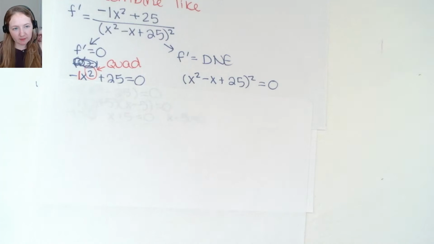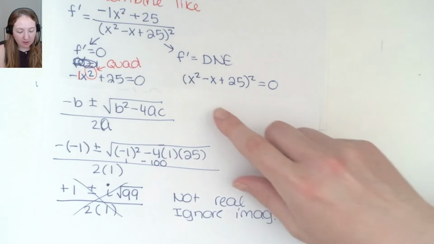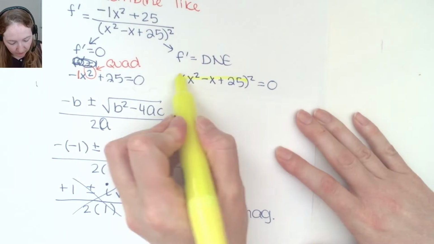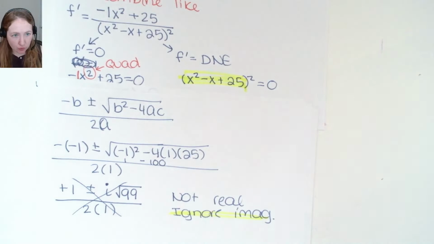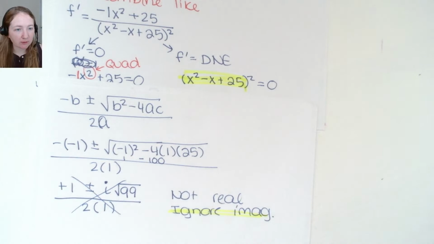Right, so for the derivative does not exist component, you already know that it's not going to end well, because we solved this x squared minus x plus 25 earlier when we were finding the domain, and we found that it was an imaginary number. And that is true. And with critical numbers, we're always going to ignore imaginary numbers.